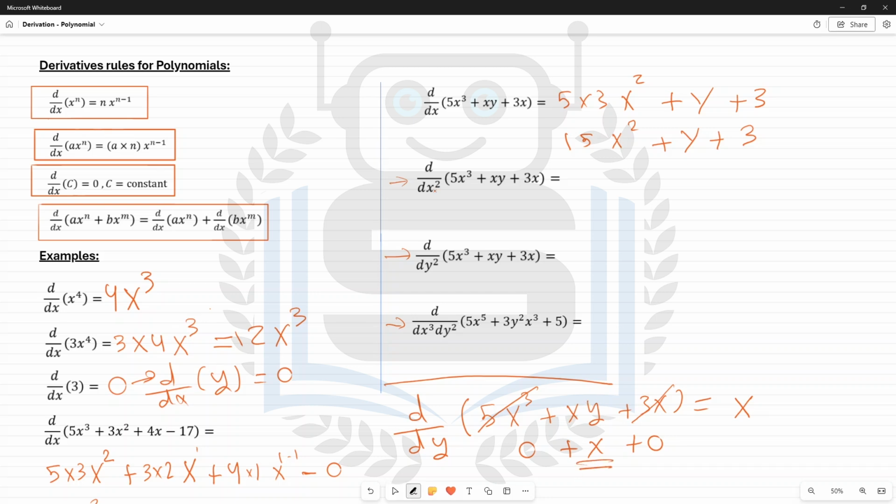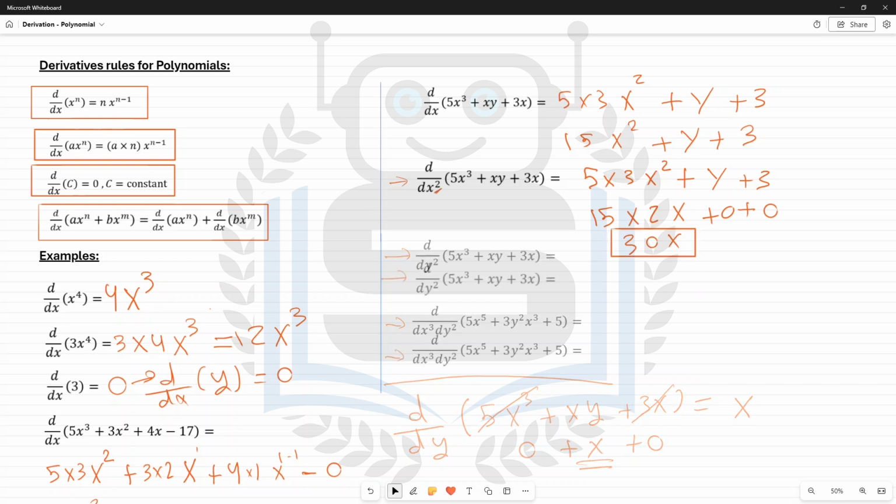Next example. So whenever you see a number in here, that means how many derivatives you want to do, right? So there's no number, which means it's 1. Here, there's a number 2, so we need to do 2 derivatives here. Okay, so that will be 5 times 3x to the power of 2 plus y plus 3. The second derivative, that will be 15 times 2x plus 0 plus 0. So that will be 30x.